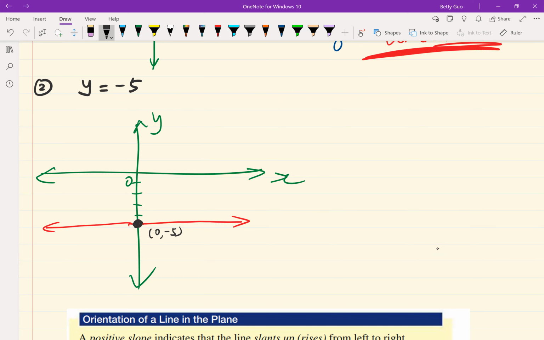This point is 0, 95, right? This point is 1, 95. Do you see that? And this point is 2, 95, 3, 95, 4, 95, 5, 95, and so on and so on. This point is -1, 95. This is -2, 95, and so on. Do you see that?